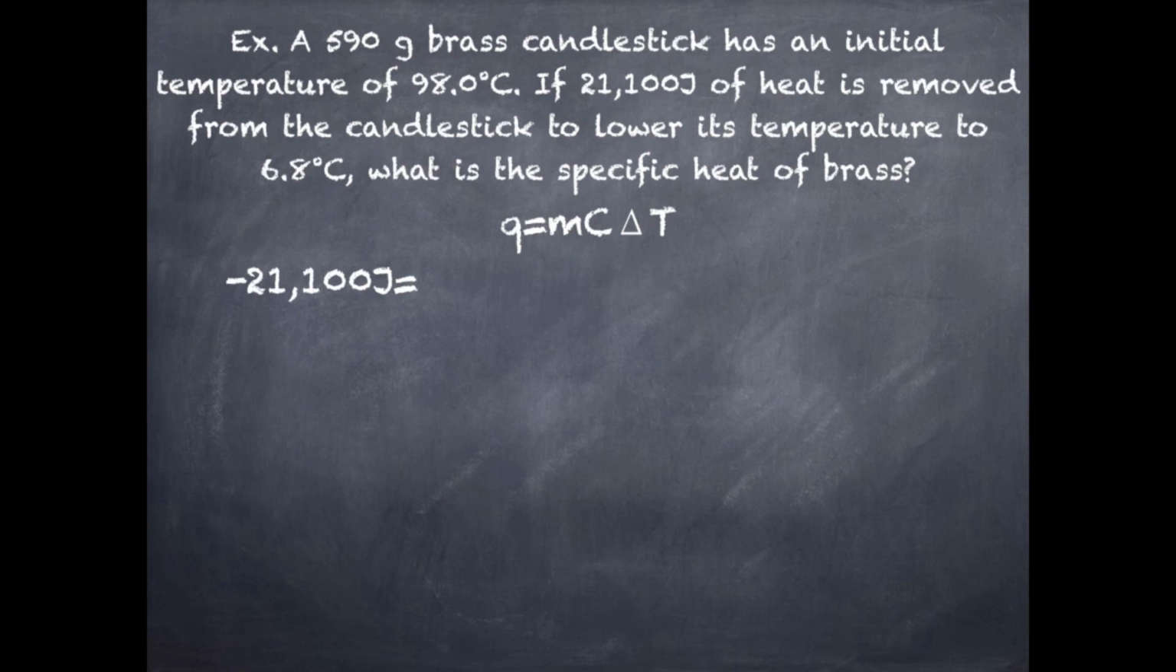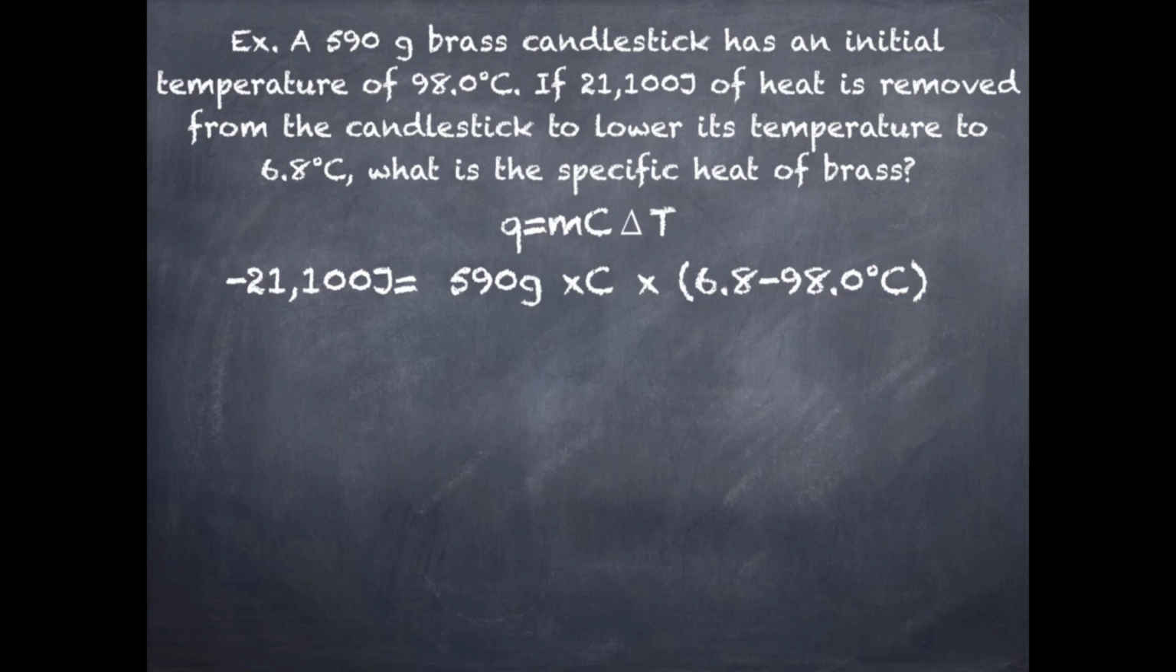So that's my Q. My M is my mass, so 590. I don't know my C. And my delta T, which is always TF minus TI, so final minus initial temperature. So that would be 6.8 minus 98.0 degrees Celsius, okay? So when I subtract my temperatures, the difference is going to be negative, okay?